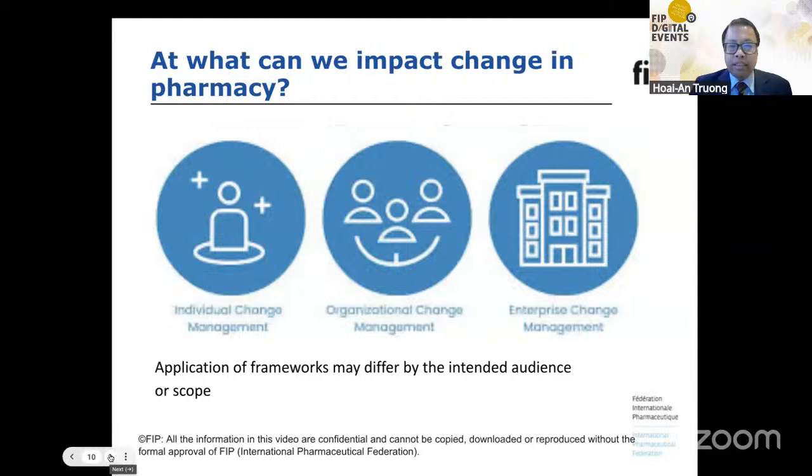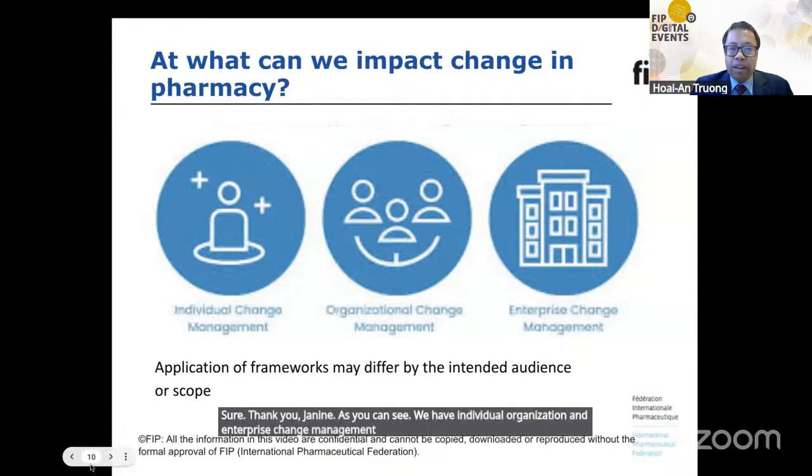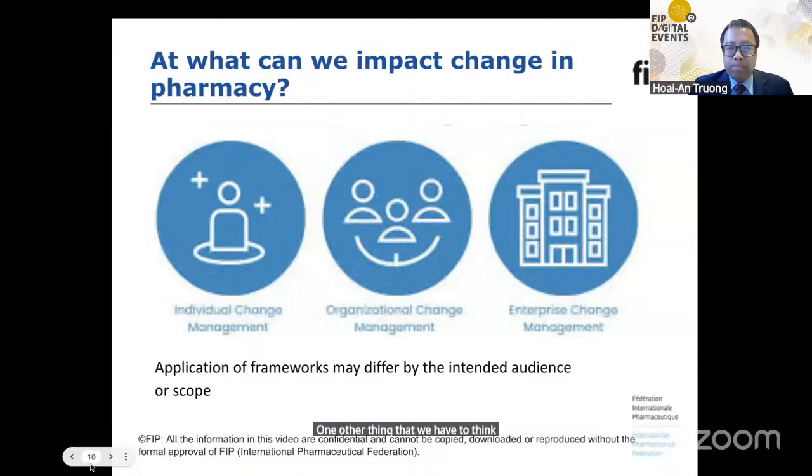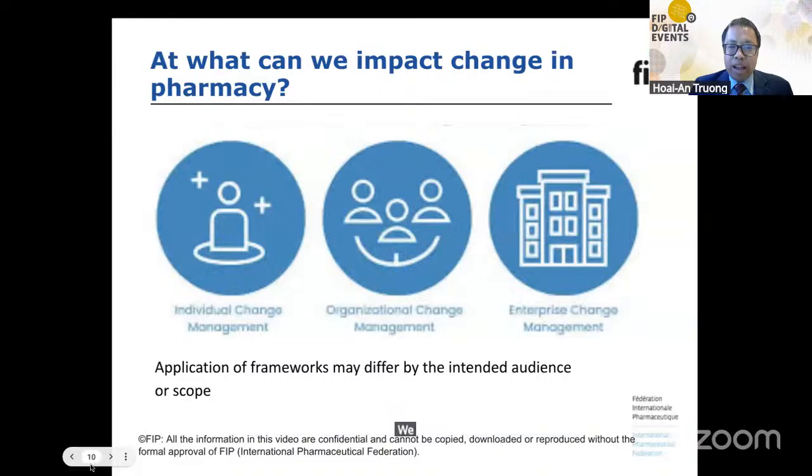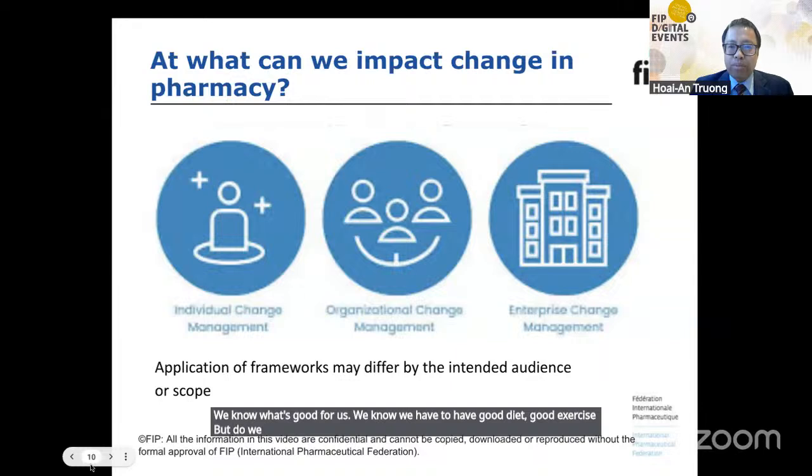Sure. Thank you, Jeanine. As you can see, we have individual, organization, and enterprise change management. There are different approaches to it. One of the things we have to think about is that among the most difficult things to change is health behavior, our human behavior. We are different at the individual level. As a concrete example, we know what's good for us. We know we have to have good diet, good exercise, but do we all do it? Do we always practice what we preach to our patients? So that's one quick example at the patient level.